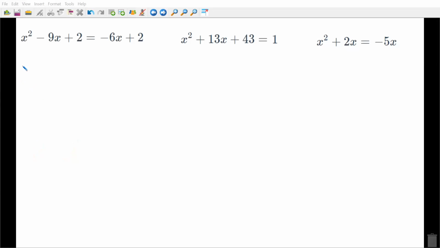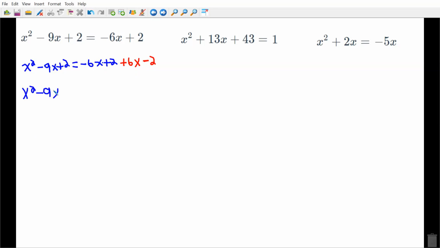So what Ms. Morales was saying is, teacher, look, you have x squared minus 9x plus 2 equals -6x plus 2. You want to have -6x plus 2 on the other side. So if that is so, what you can do is add 6x on this side and subtract 2. That way, -6x plus 6x, the answer is going to be 0. And +2 plus -2, the answer is going to be 0. But exactly what you do on one side, you do on the other.